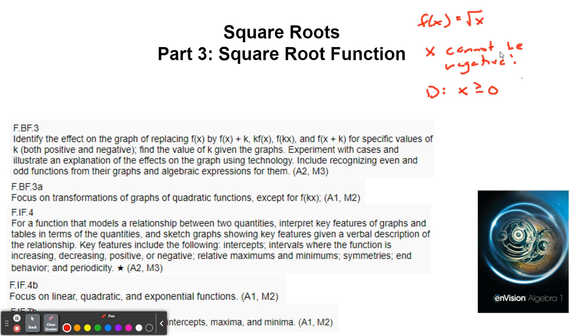Now in interval notation, that would be a bracket around 0, comma, infinity, parenthesis, right? You're going to see that the range is going to behave the same exact way, because if you plug in a positive number into the square root, you're going to get a positive number out. And the square root of 0 is also 0. So the range is going to be greater than or equal to 0 as well. And again, that would be from 0 with a bracket to infinity, parenthesis.